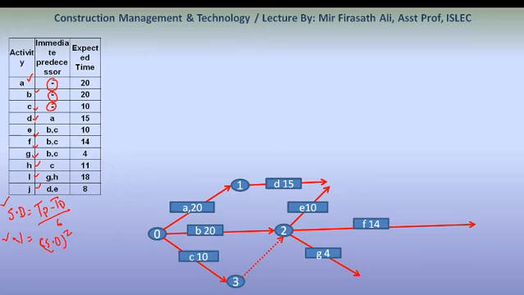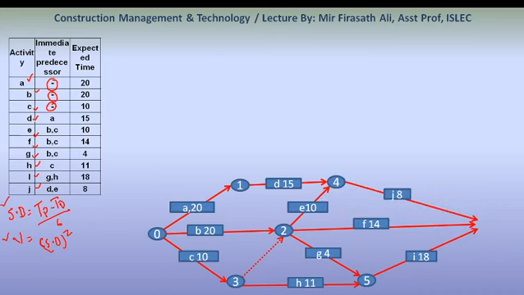So, after completing E, F and G, the next activity is H, which starts from event 3. The next we have I, which follows G and H. After G and H we get the activity I, and after D and E we get the activity J. At last, we have completed the project.